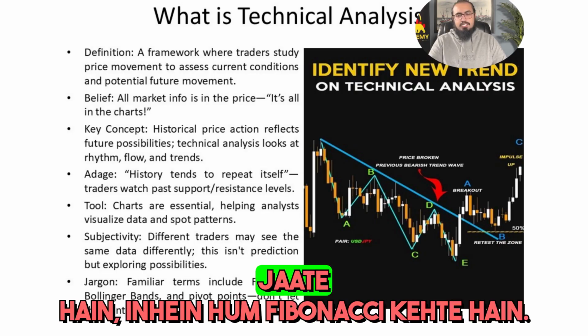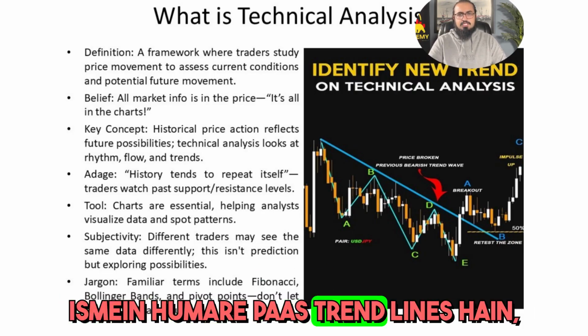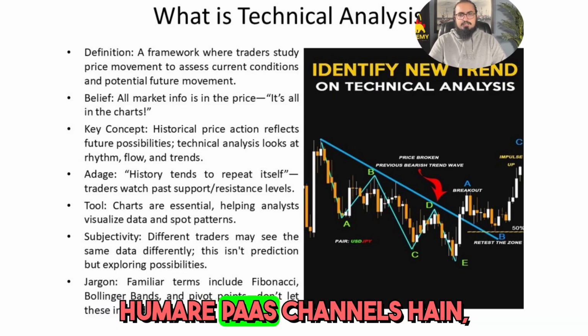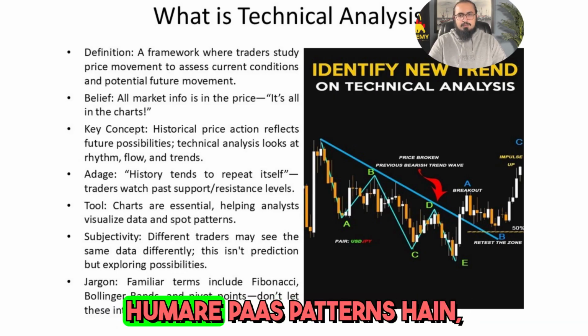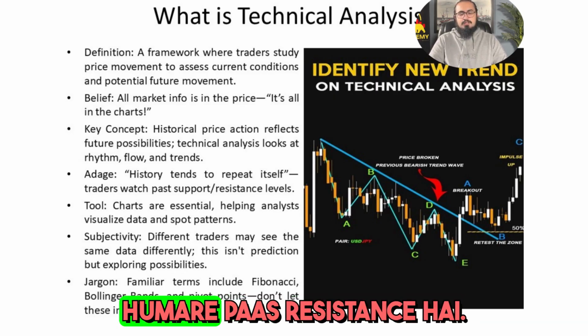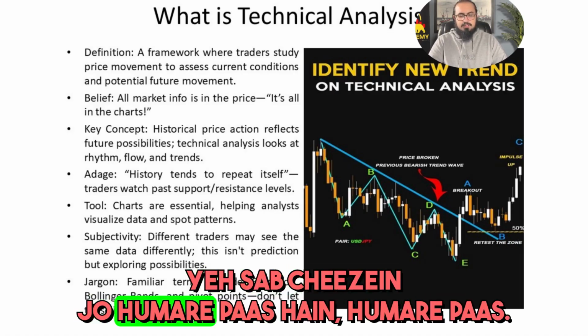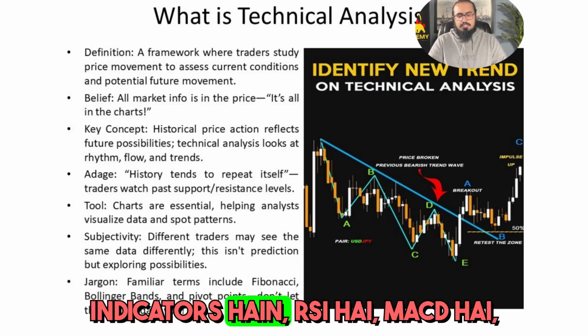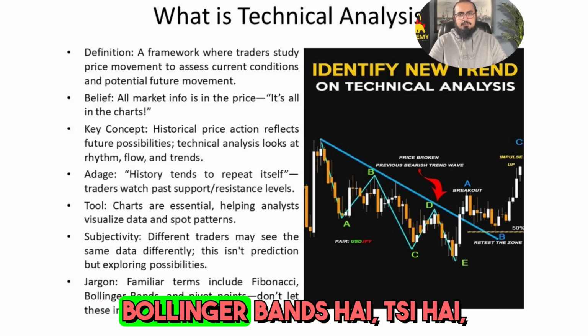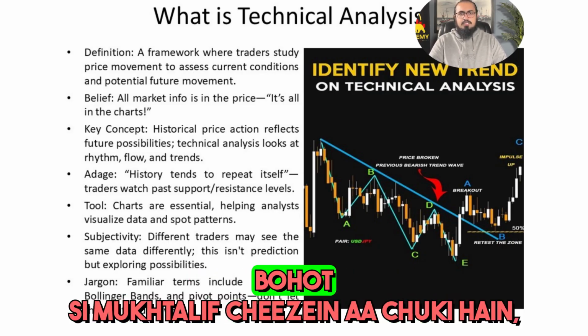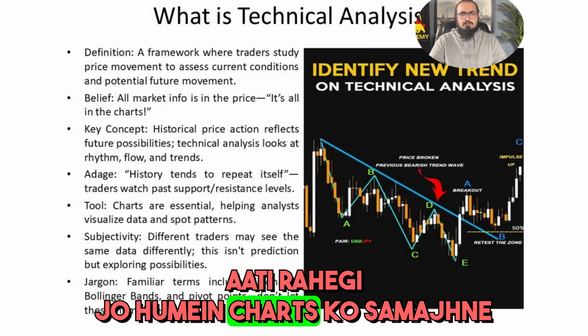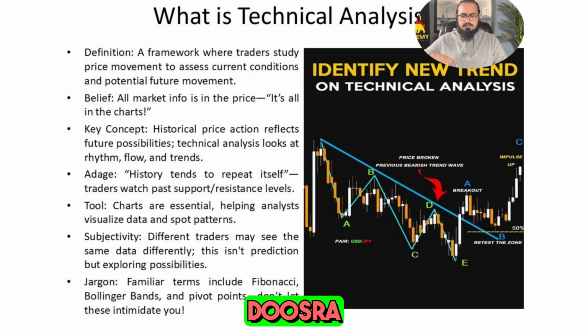Now, tools are used to understand the charts. We call them Fibonacci. In that, we have trend lines, we have channels, we have patterns, we have support, we have resistance. All these things we have indicators. RSI, MACD, Bollinger Bands, and many different things have come. You will keep getting them. It helps in understanding charts.